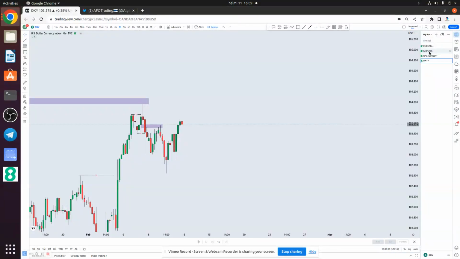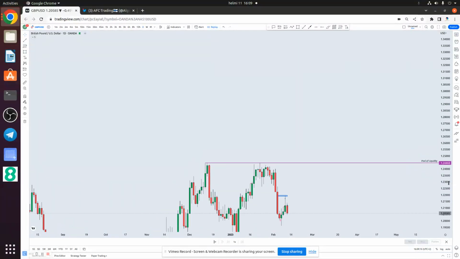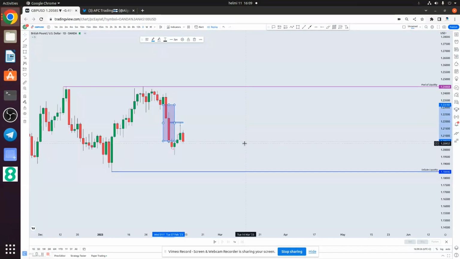And now if you switch to GU again, on the other hand, we go on the daily, we have this imbalance from here to here. Why is it an imbalance? Because we have one side of price delivery, like on the bearish side, and we don't see any up close candles in here, so that is an imbalance. And from here to here, you can see price came into 50% of that imbalance.